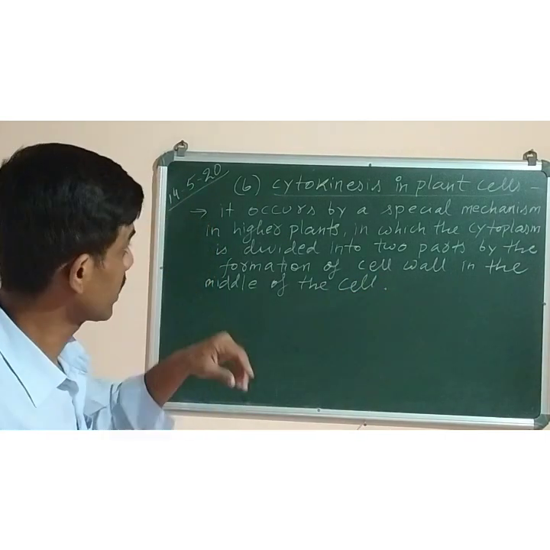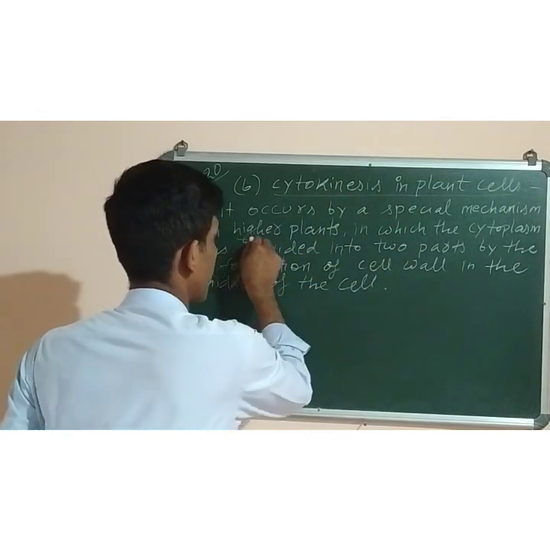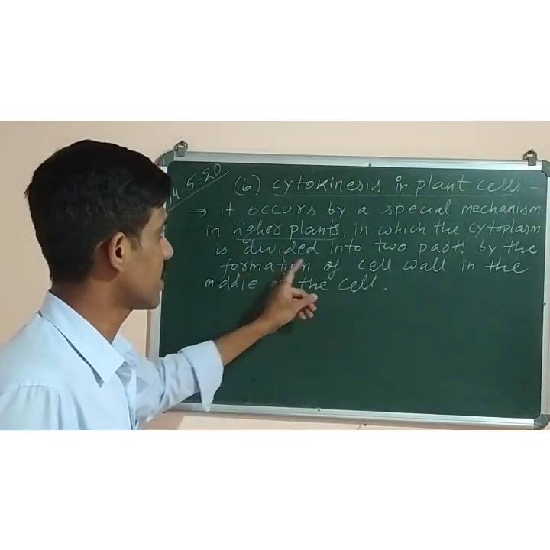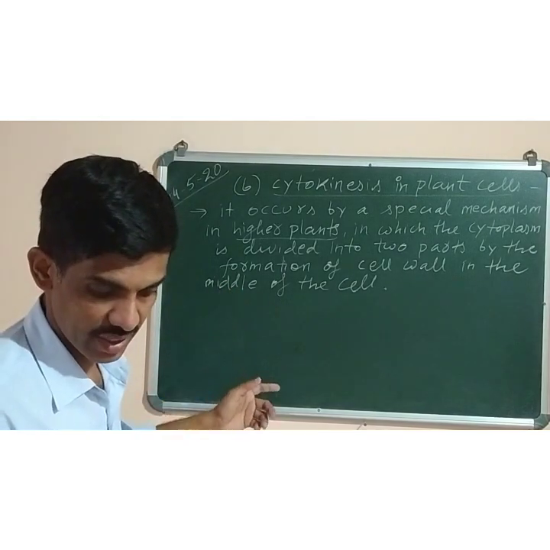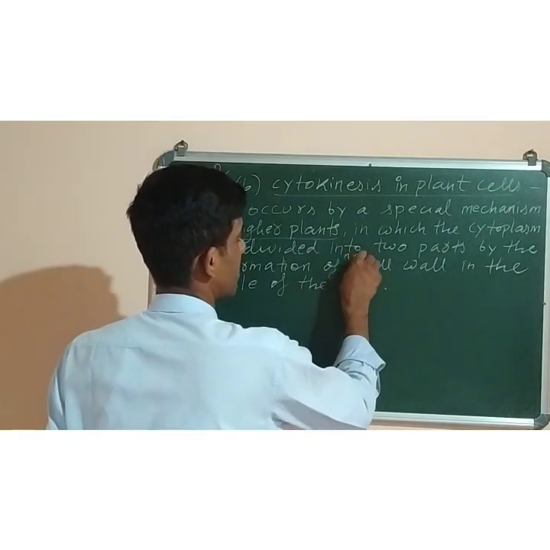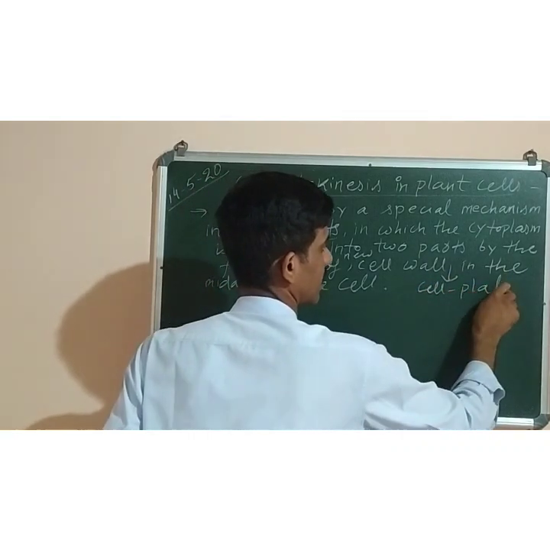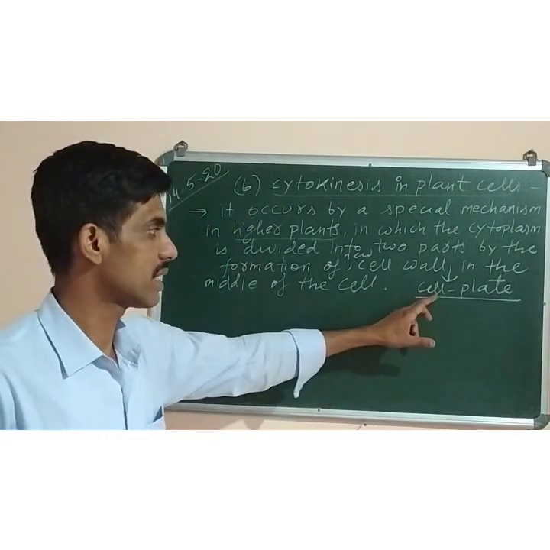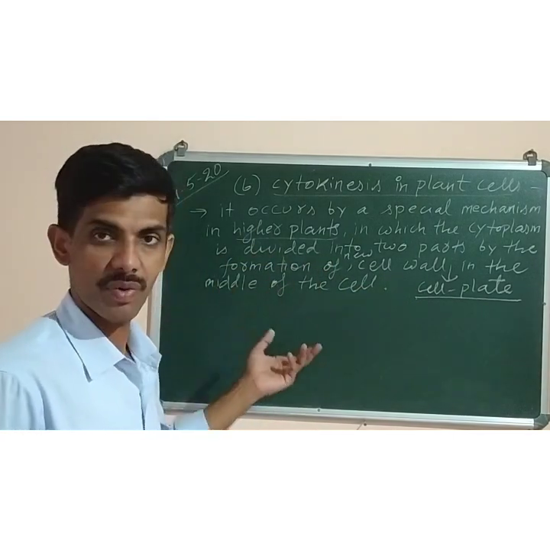Okay, so what is the first point I wrote? Cytokinesis in plant cell occurs by a special mechanism in case of higher plants in which the cytoplasm is divided into two parts by the formation of a new cell wall in the middle of the cell. That is known as cell plate. So it results in the construction of a new cell wall, and that new cell wall is known as cell plate. The structure which results in the division of cytoplasm in plant cell is called cell plate. What is cell plate? It is a new cell wall, and from where is it produced? It is produced from the plant itself.